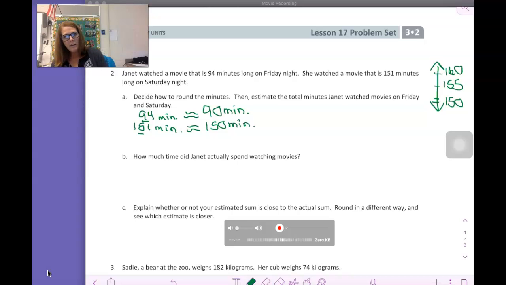Now we can add our 150 minutes plus 90 minutes. And that's pretty easy mental math, right? 150 plus 90 is 240 minutes.